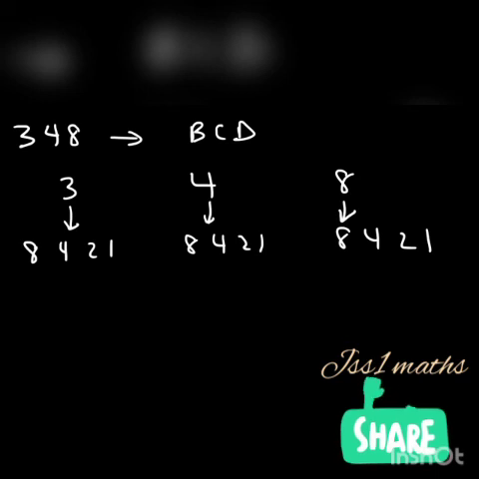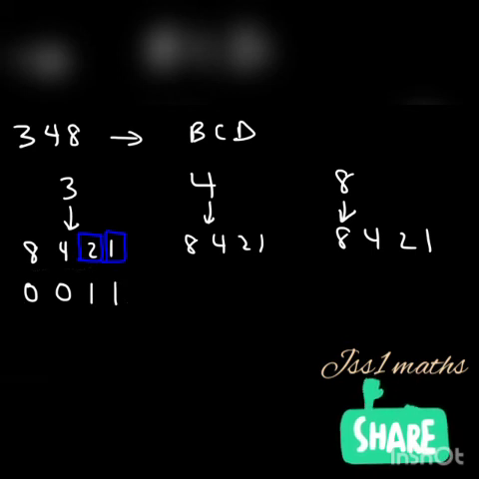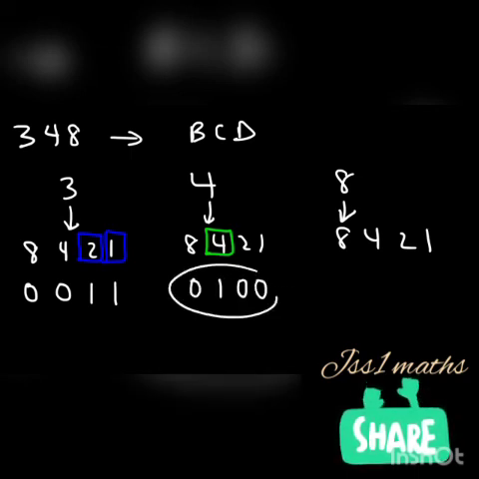Now, to get 3, we need to add up 2 and 1. And so every number that's highlighted, replace it with a 1. The numbers that we don't use, replace it with a 0. So the binary number 0, 1, 1 correlates to 3. Now, to get 4, we only need to use 4. So we only need to replace that with a 1. Everything else, replace it with a 0. So 0, 1, 0, 0 correlates to 4.